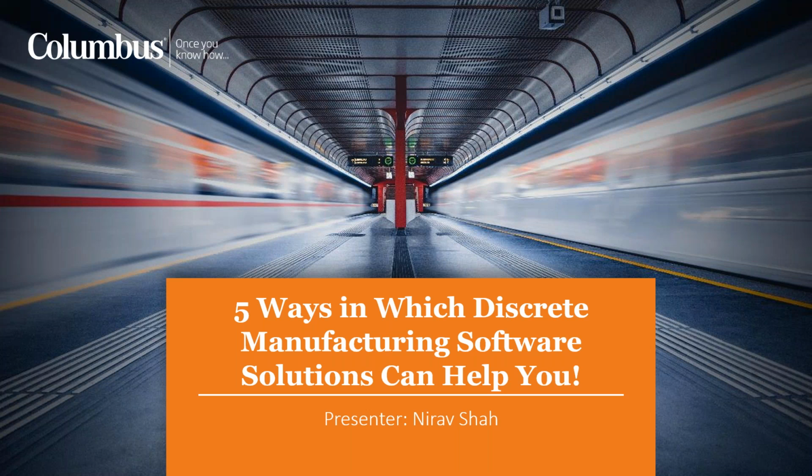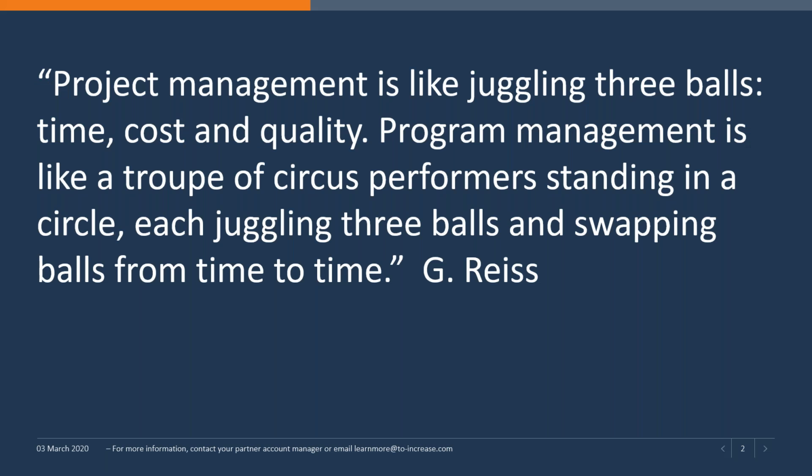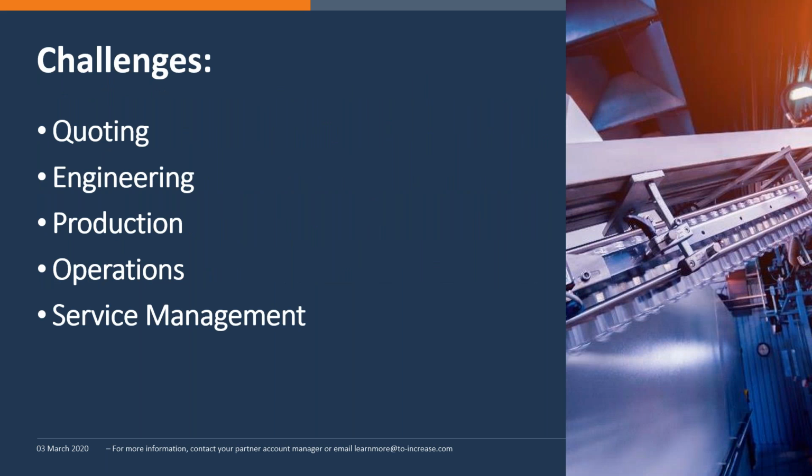The first part of the presentation, I want to discuss some of the challenges that you're generally going to face as being a project manufacturer. However, I'd like all of us to reflect on this quote here. Project management is like juggling 3 balls: time, cost, and quality. Program management is like a troupe of circus performers standing in a circle, each juggling 3 balls and swapping balls from time to time. Everybody on the call here could resonate with that feeling. A lot of things happening in a project manufacturing environment.